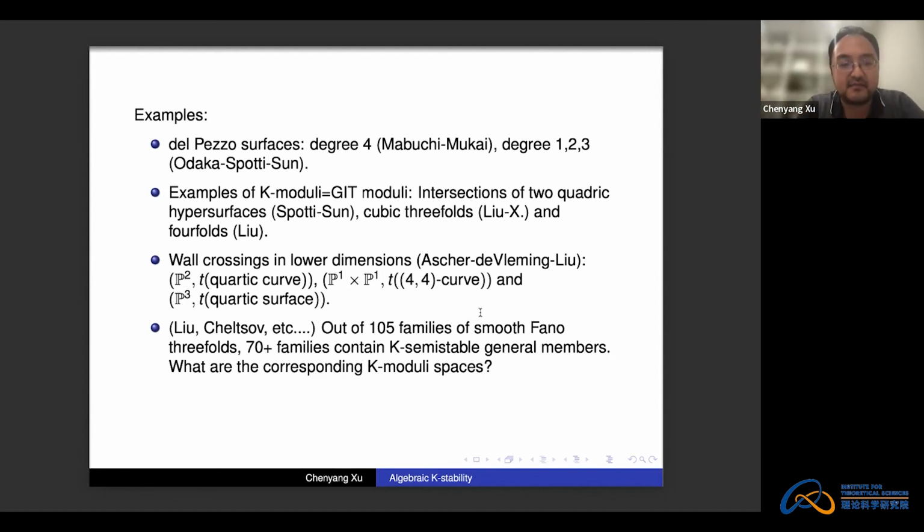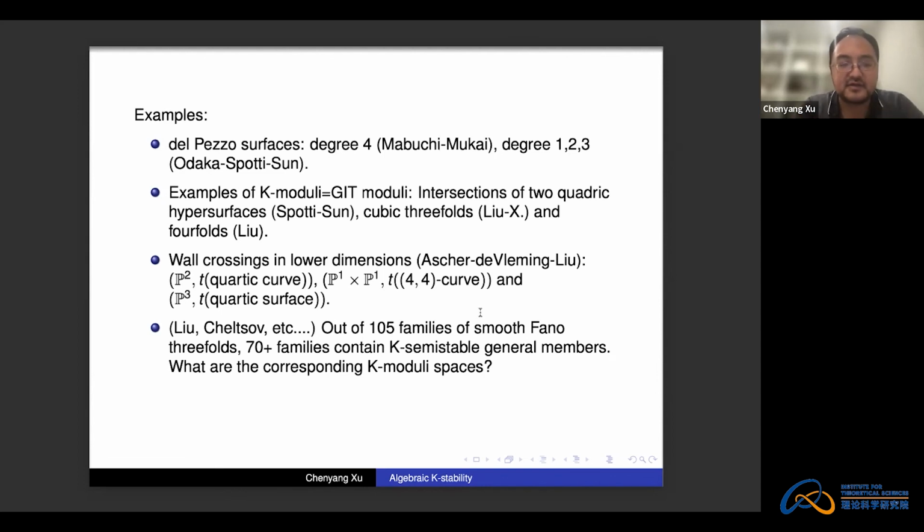For Fano varieties, this is for the smoothable component, everything is known. Then there are some interesting examples where K-moduli is equal to GIT moduli. For instance, I said the degree 4 del Pezzo surface, but actually that is true for degree 2 quadric hypersurfaces in any dimension, which was proved by Spotti-Sun. And for cubic threefolds, this was proved by Liu and myself, and also for fourfolds by Liu. Actually, we expect this for all cubic hypersurfaces, that the GIT moduli of cubic hypersurfaces is the same as the K-moduli. But for now, we can only prove it up to dimension 4.